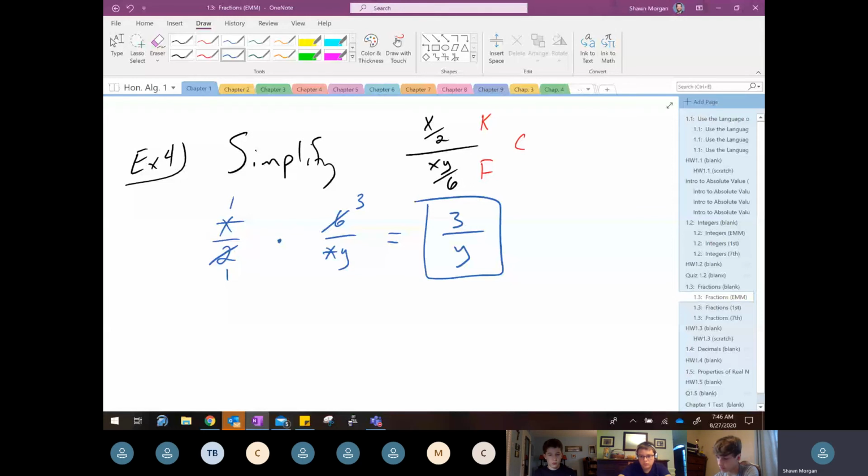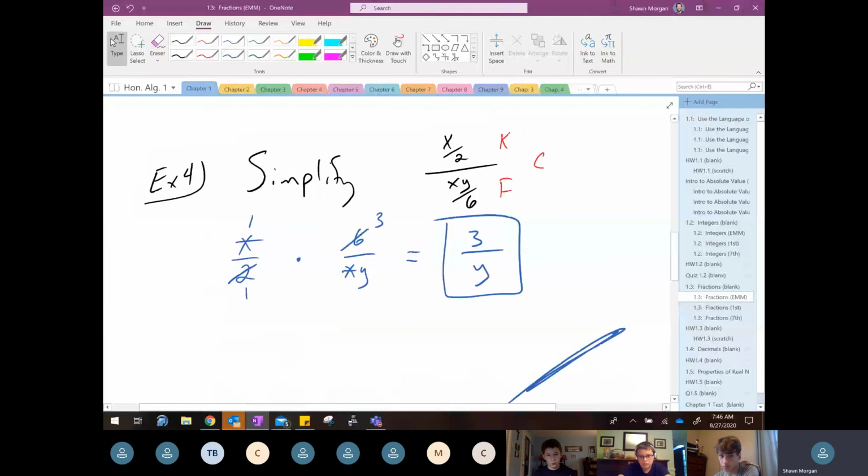I'm going to call it at example 4 today because we're about to get into adding and subtracting, and we can wait on that until tomorrow.